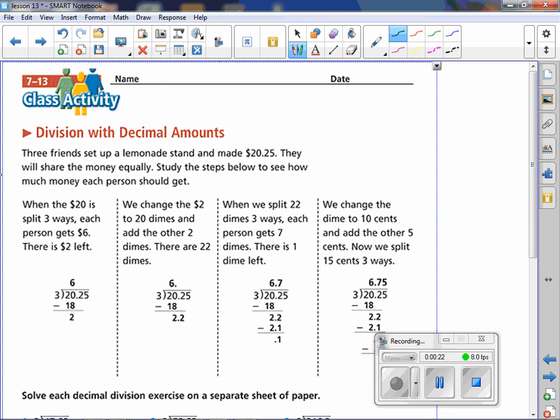Okay, so division with decimals. We've got this story problem. We had three friends that set up a lemonade stand. They made $20.25 and they're going to share it equally.